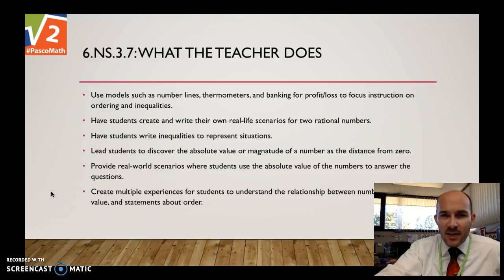Lead students to discover the absolute value or magnitude of a number as the distance from 0. Again, we want them to be able to explain or justify and discover that on their own. Provide real-world scenarios where students use absolute value of numbers to answer questions. And then create multiple experiences for students to understand the relationship between numbers, absolute value, and statements about the order.